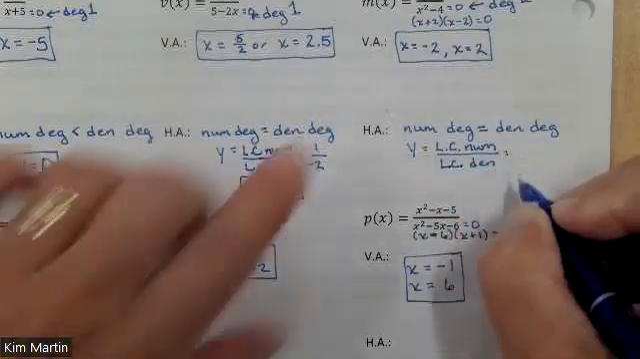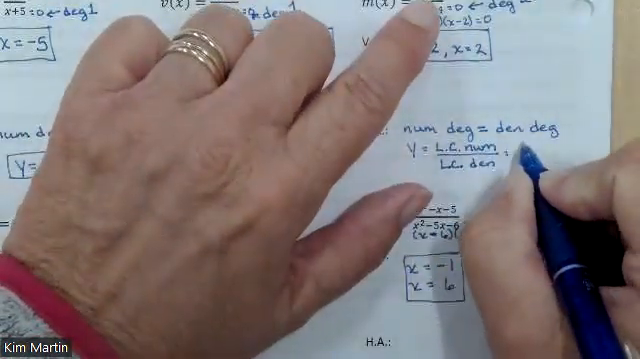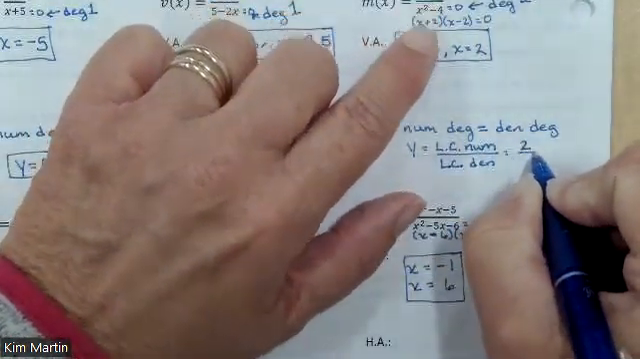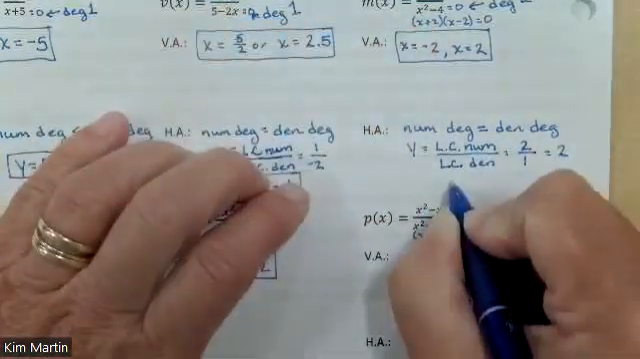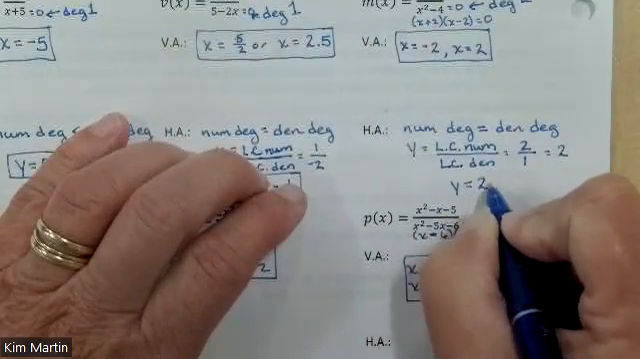Okay, so the leading coefficient in my numerator here is a 2. My leading coefficient down here is a 1. So I now have a horizontal asymptote at y equals 2.